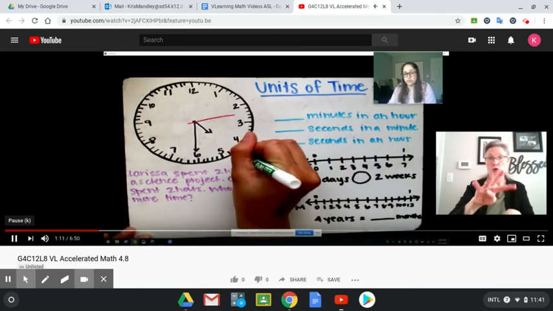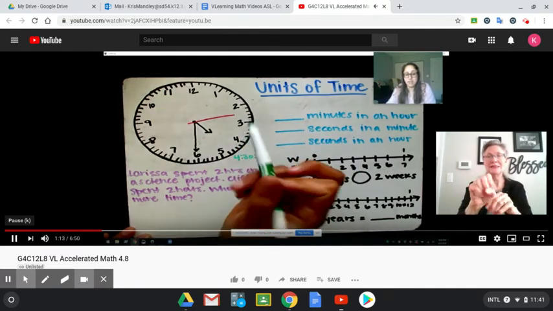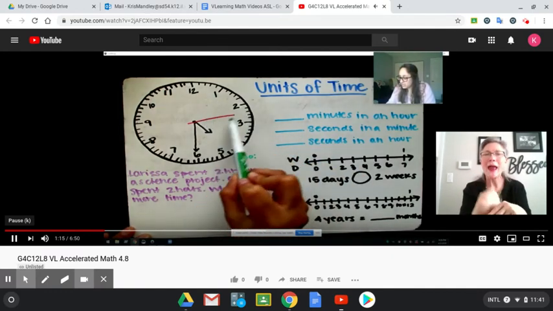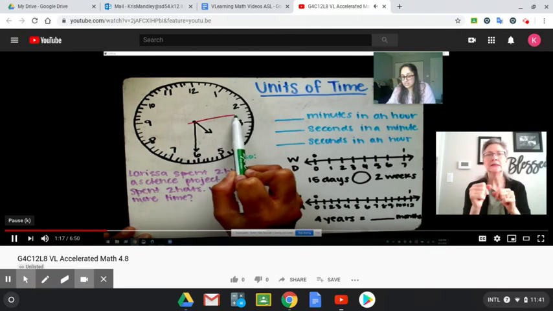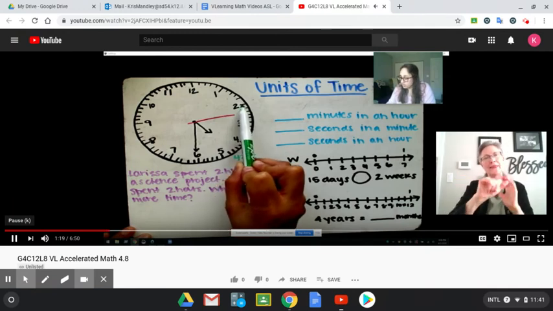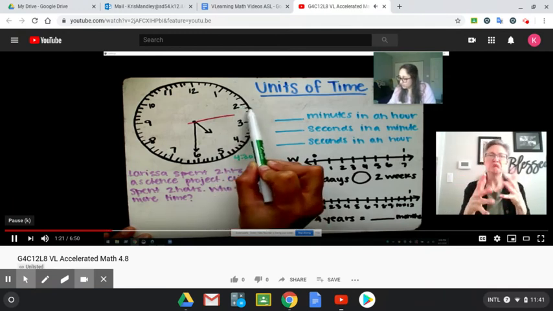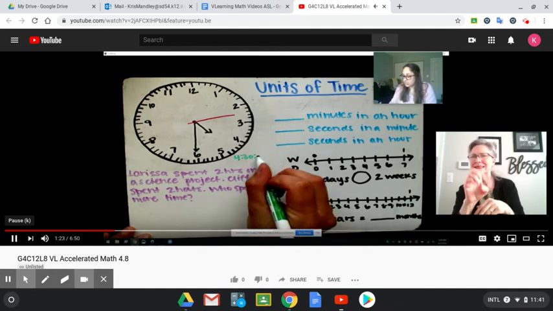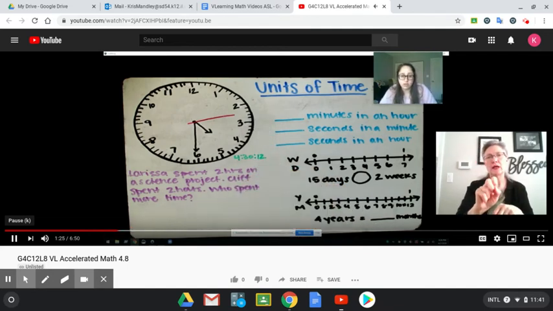And then we can also measure the seconds by looking at that red hand. And if I look at that, it looks like it's just past the 10-second mark, and it looks like we're at 11, 12 seconds. So our time on this clock is 4:30 and 12 seconds.